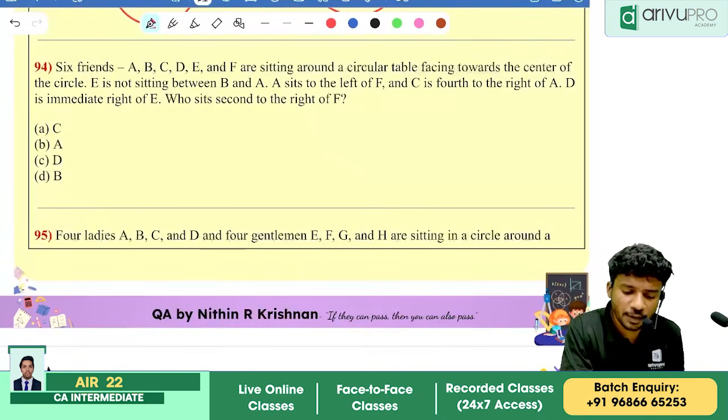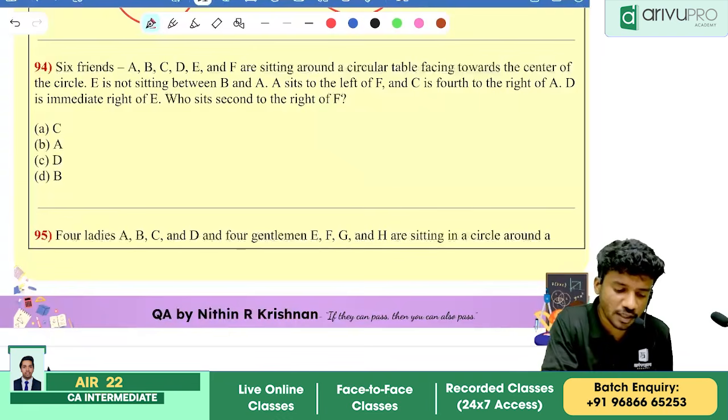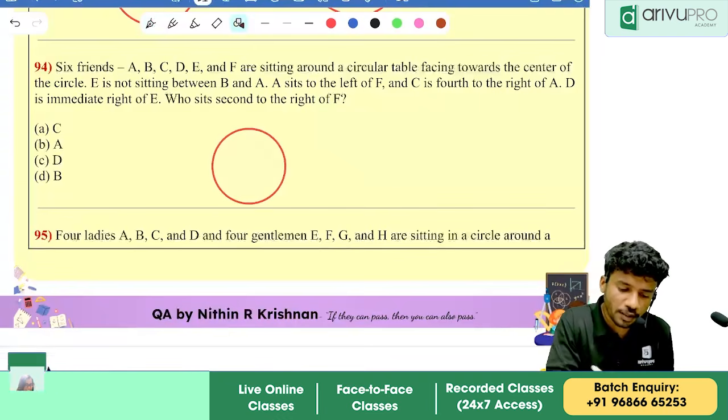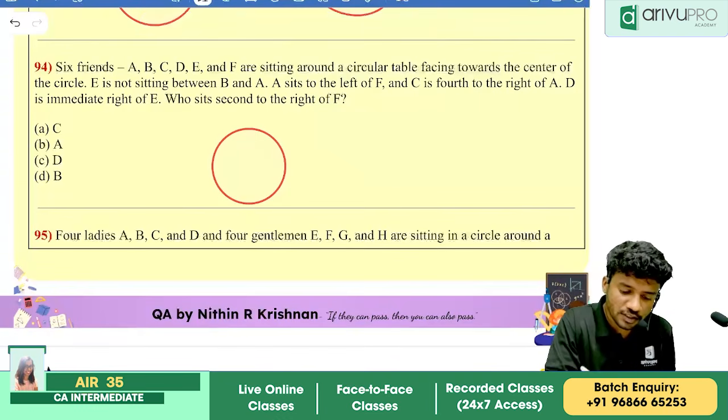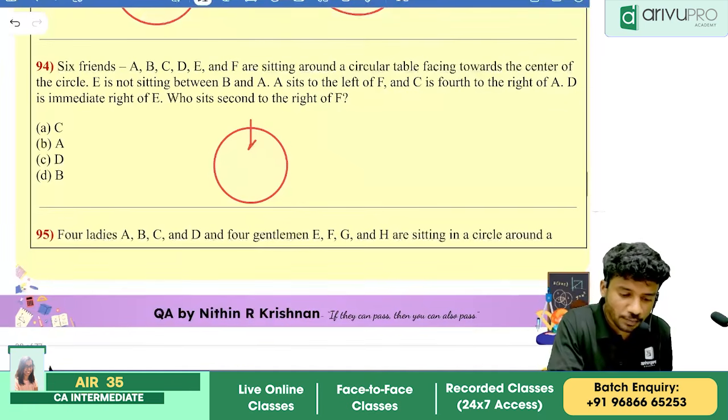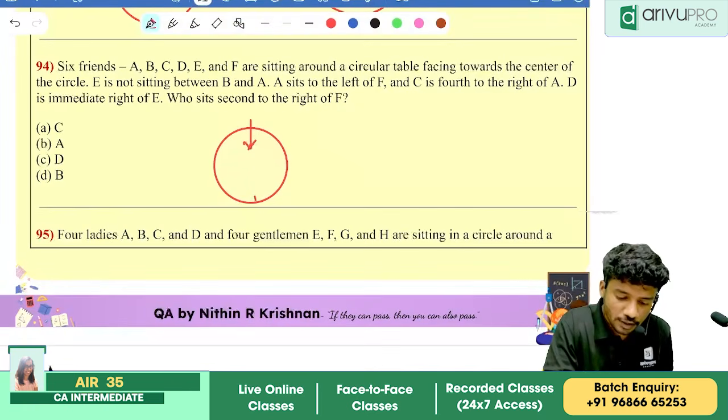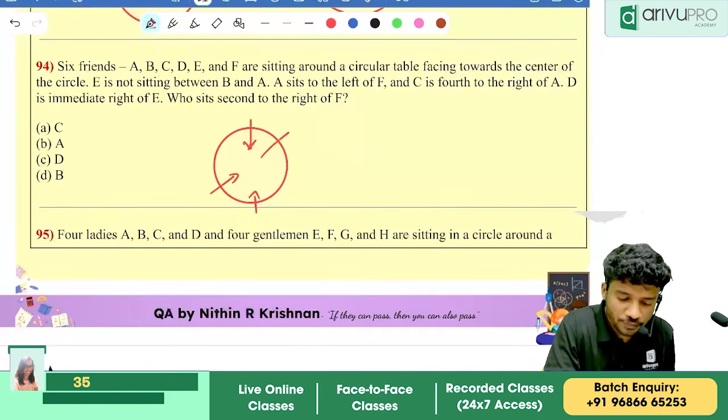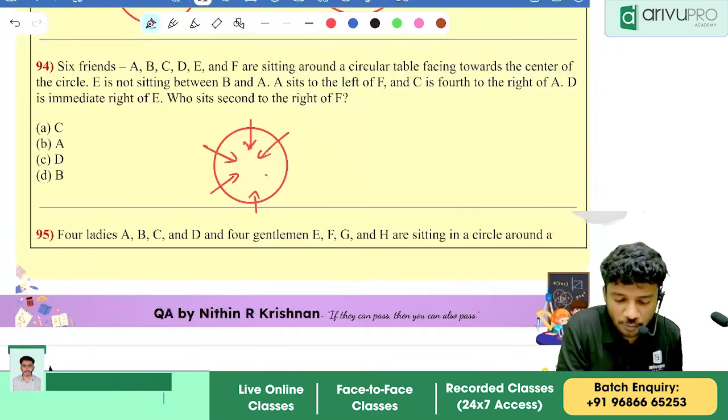6 friends A, B, C, D, E, F are sitting around a round table or a circular table. 6 friends are there means they will be looking like what? It will be looking like this. Now, I will teach you one more thing.